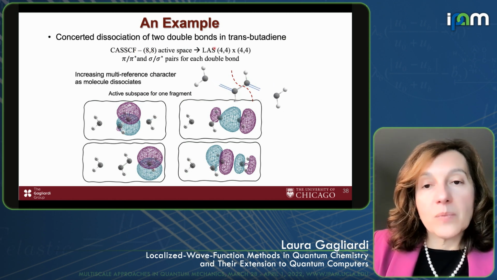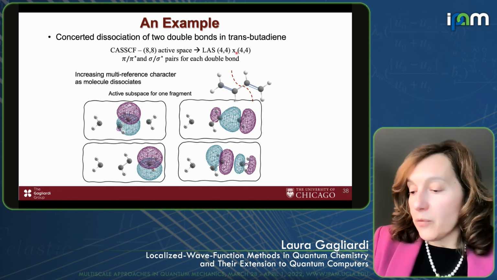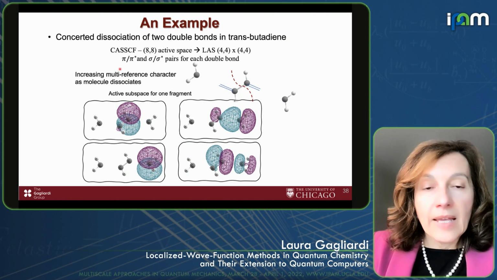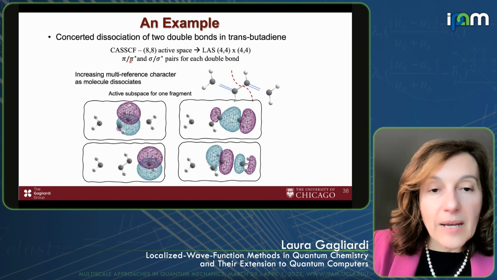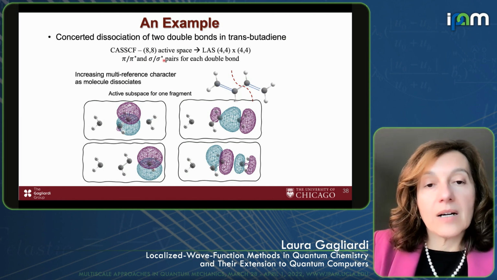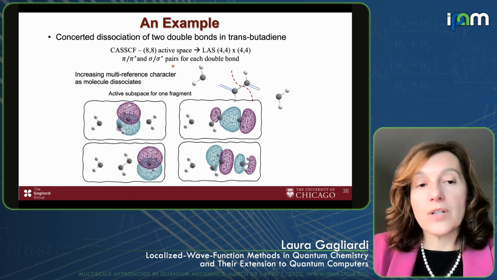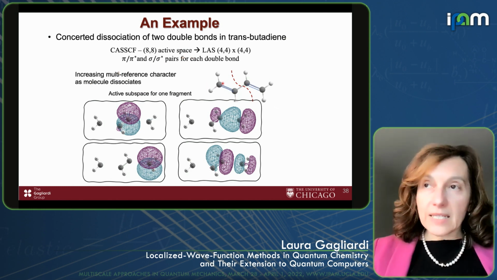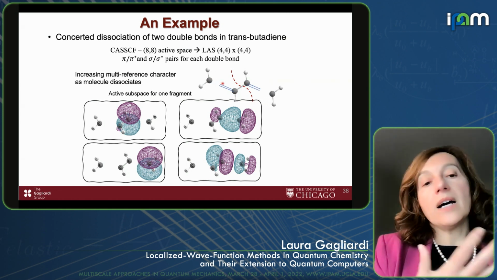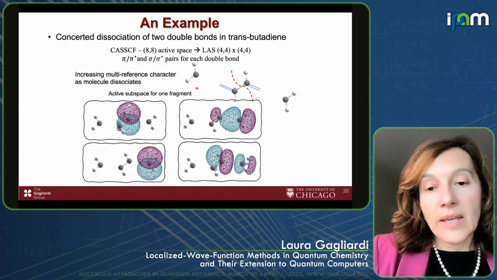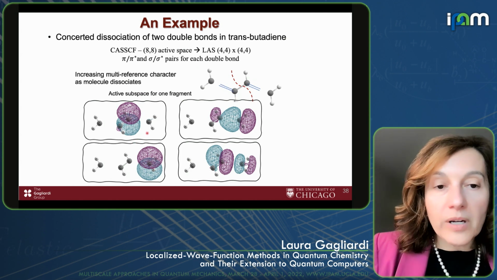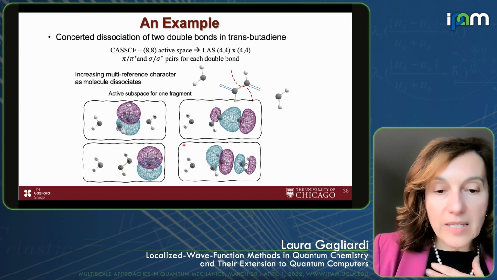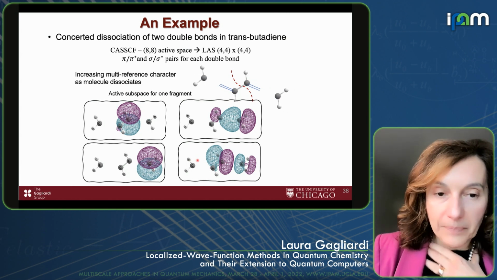And the corresponding LAS is 4 in 4 on each fragment. So 4 in 4 times 2. And the orbitals are these pi, pi star, sigma, sigma star for each pair, for each double bond. And the more we break the double bond, the more the multireference character increases. And these are the 4 localized orbitals in each of these subspaces, in each fragment.